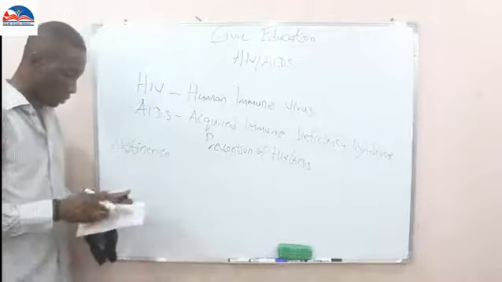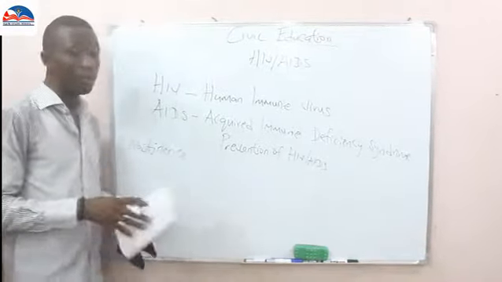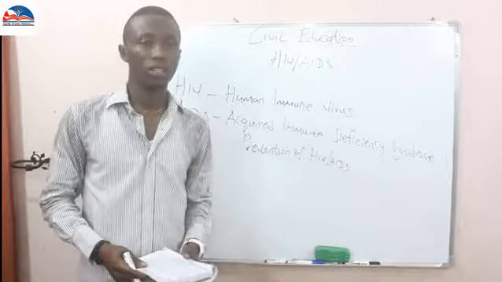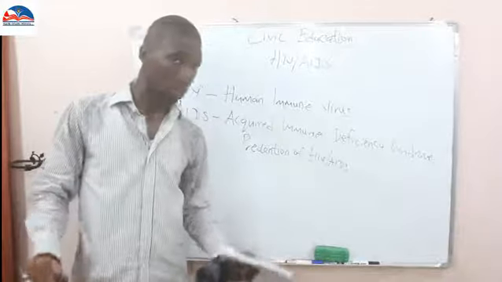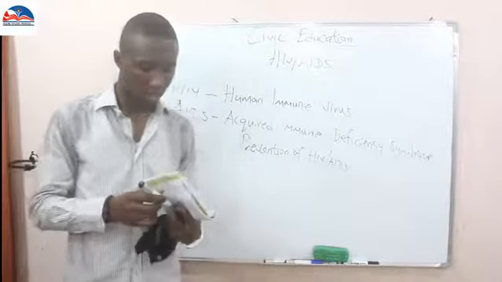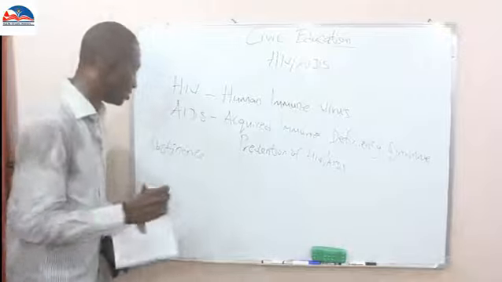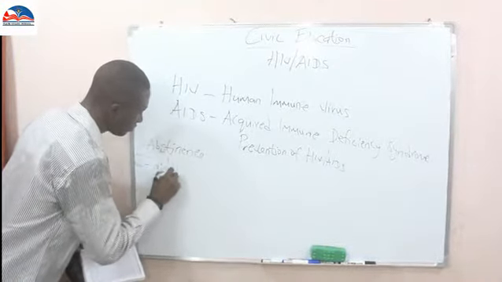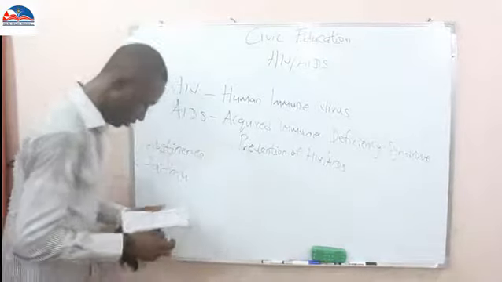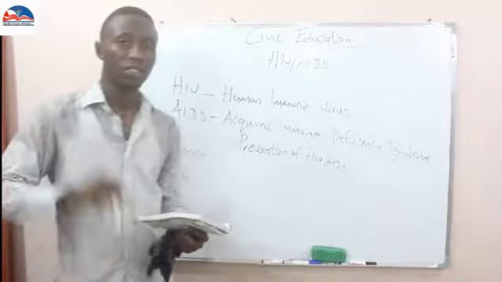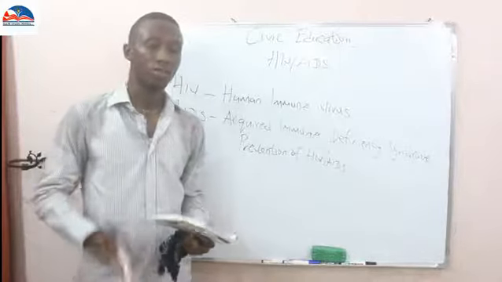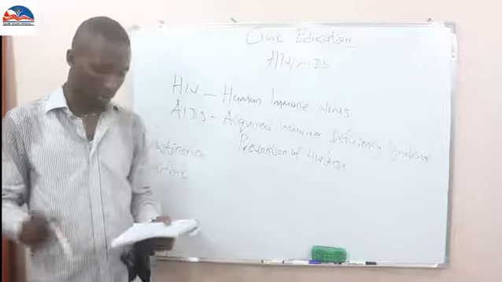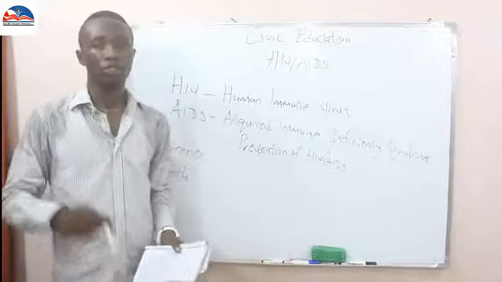And then the second one: if they cannot abstain, probably they are married, or a young adult who wants to try and cannot abstain, the Civic teaches us that one should be faithful. What this means is the person should stick to one sexual partner. You should not have more than one sexual partner. By the time you have more than one sexual partner, you run the risk of being infected.